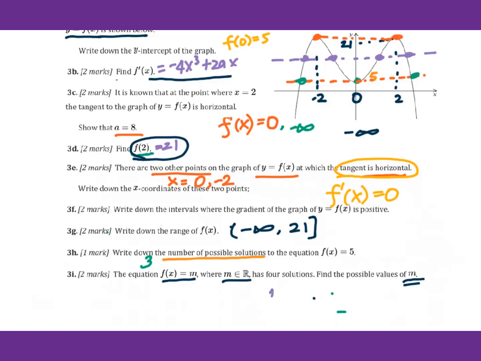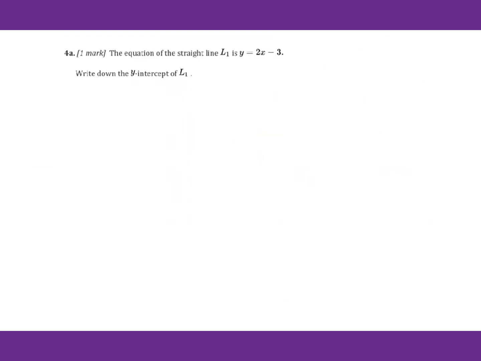Which means this m will be between 5 and 21. Let's go to 4a. The equation of the straight line L1 is y equals 2x minus 3. Write down the y-intercept of L1.